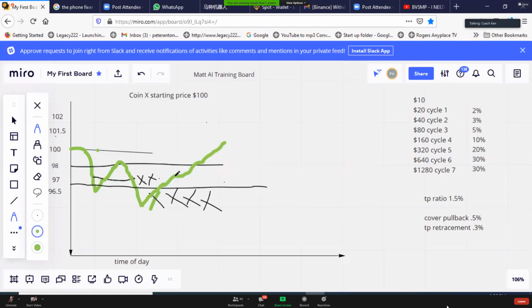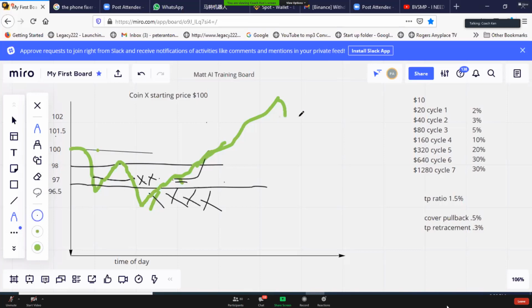But if it does trend, if it goes up here and it retraces here, it's going to close the trade right there. It would close the trade right here if it retraces that 0.3%. If it doesn't retrace, like I showed here, it goes higher and higher. We're going to ride this trend all the way up as high as we can go. And anytime it retraces 0.3, the trade is closed.